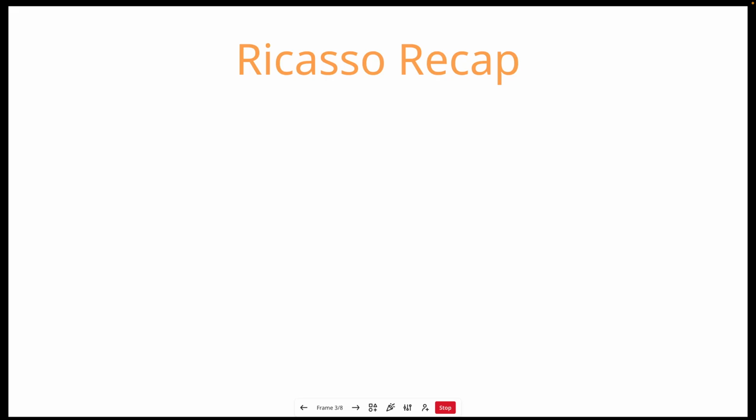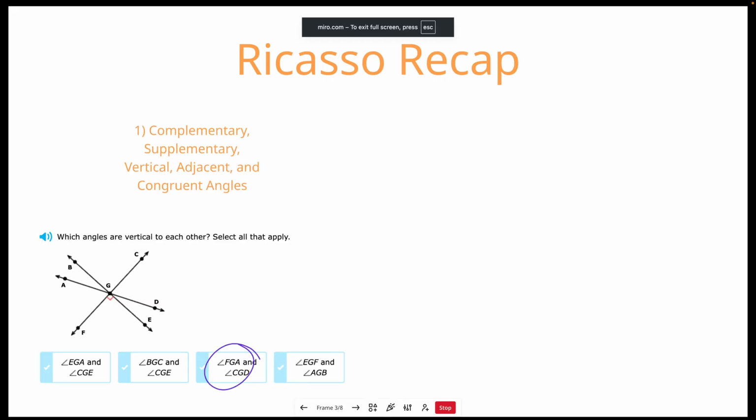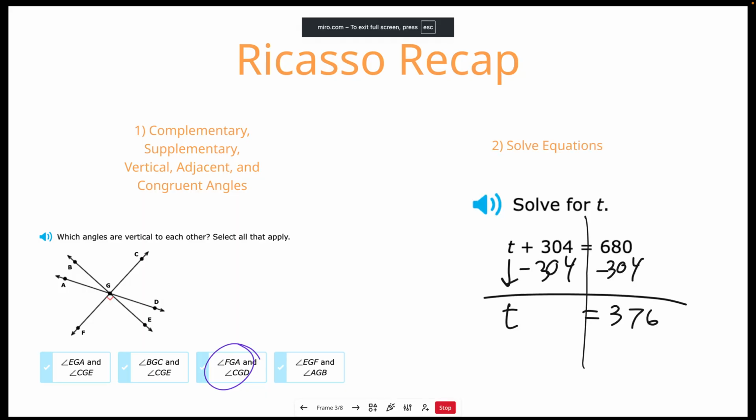In 30 seconds or less, here's what you need to know before you start this lesson. Firstly, you should already be familiar with complementary, supplementary, vertical, adjacent, and congruent angles. You should be able to look at a diagram, a figure, a drawing, and say, okay, those are vertical angles, those are adjacent angles, and so on. Secondly, you should be familiar with how to solve one-step add and subtract equations, similar to this problem that you see. If you'd like refreshers on either of these two topics, I will link refresher videos in the description below. Please go watch that before you start this lesson. All right, new lesson starts now.